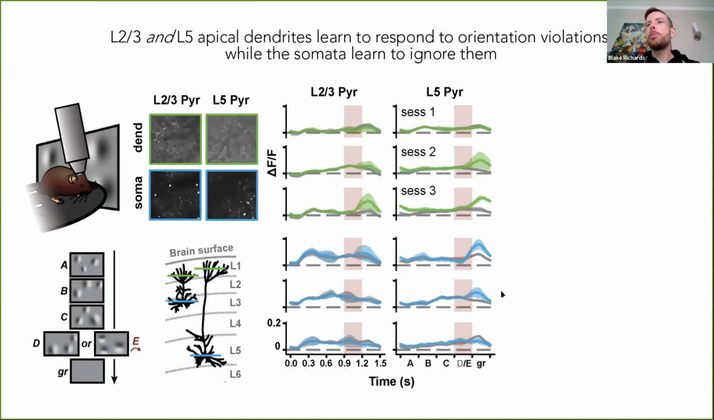So as the animals experienced more and more of these E frames, the responses in the somata eventually came to be basically the same between the E and the D frames. So there was no longer this unexpected surprise response in the somata. But what's interesting is we saw the reverse pattern in the apical dendrites. Whereas the apical dendrites did not respond to the unexpected frames at the start of imaging, they actually came to respond to the unexpected frames more than the expected frames over the 3 days. And by the end of the third session, we were getting very big responses in the apical dendrites to these E frames.